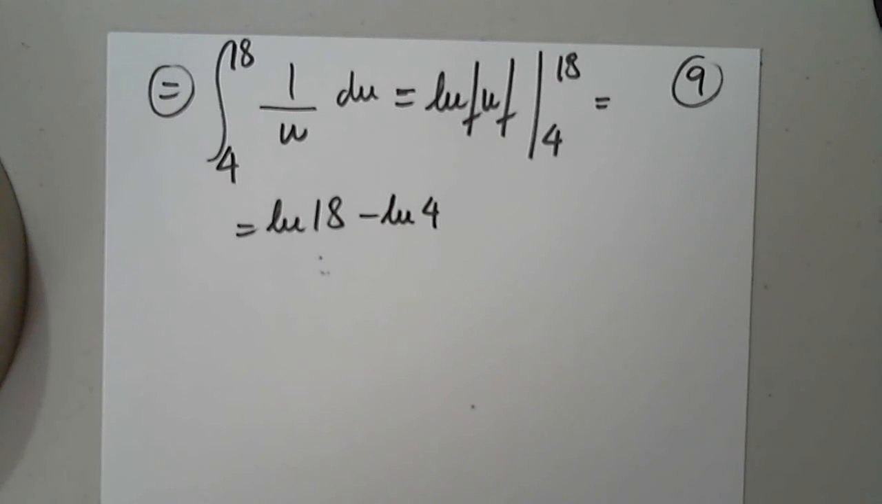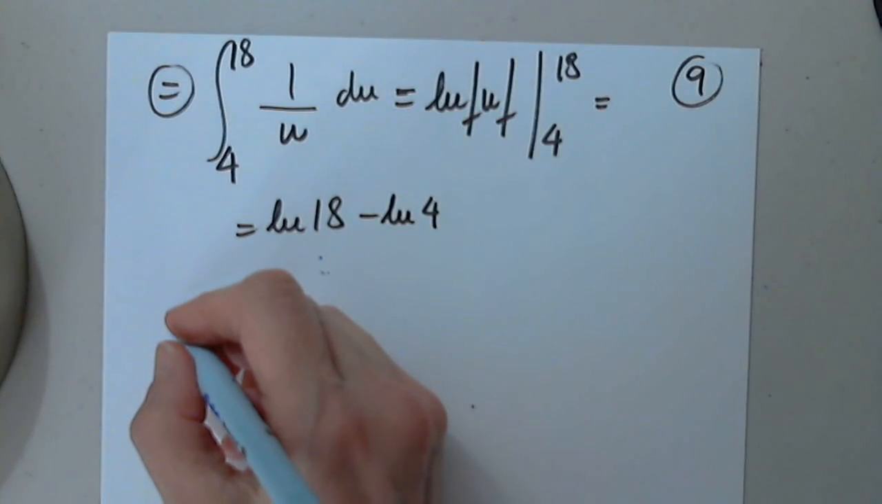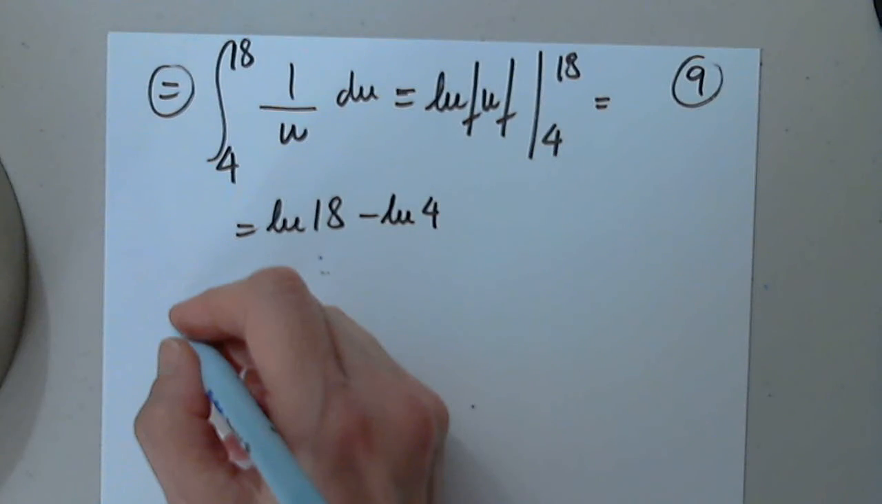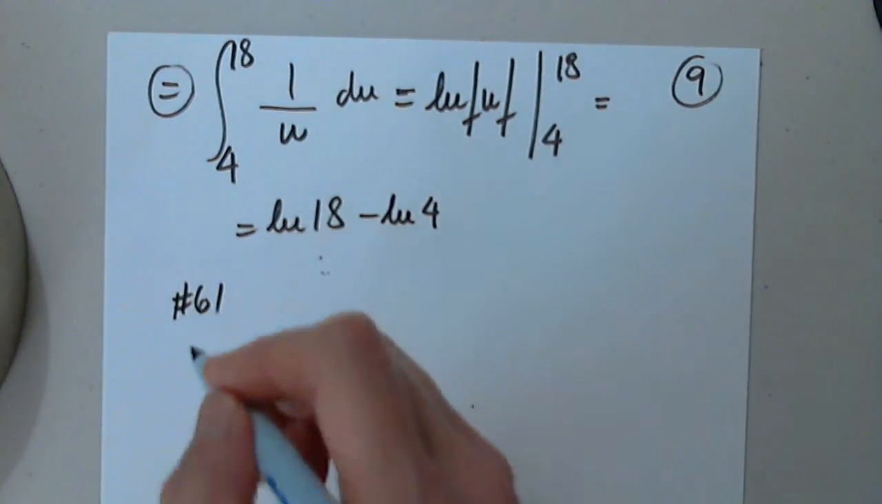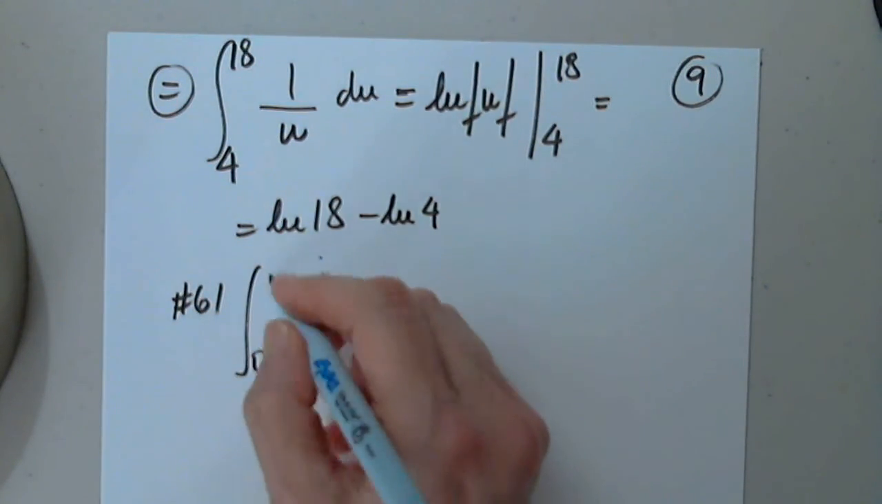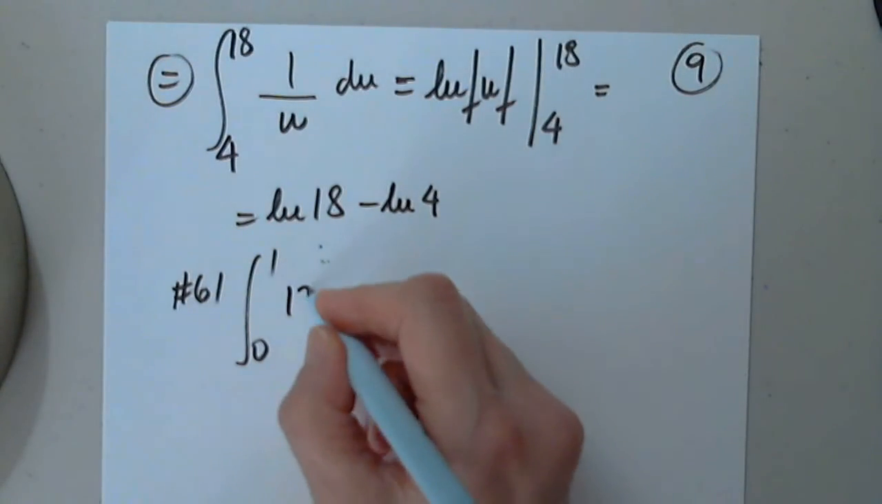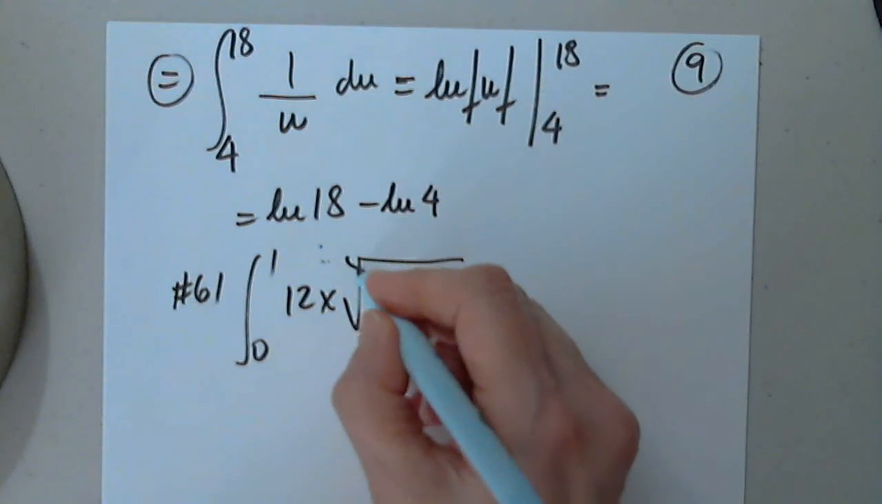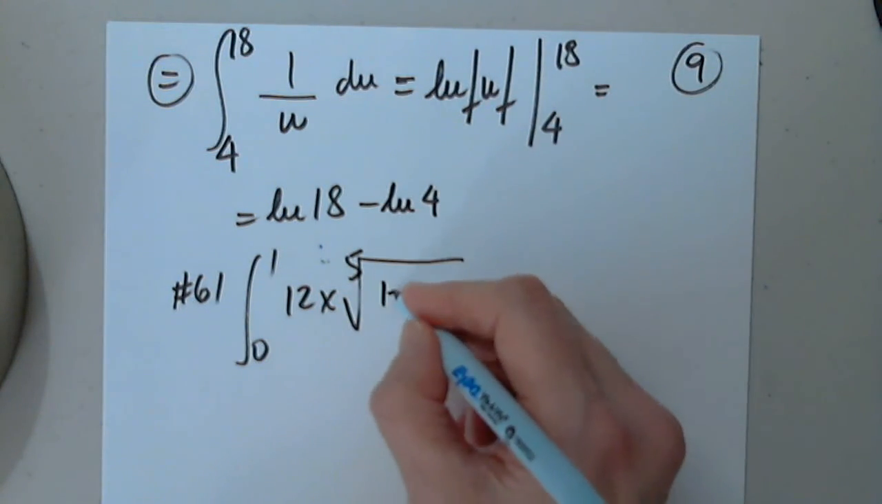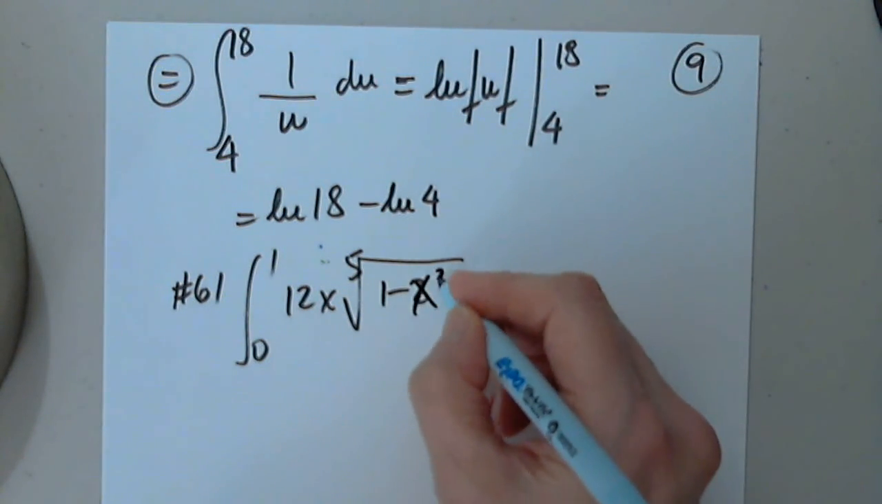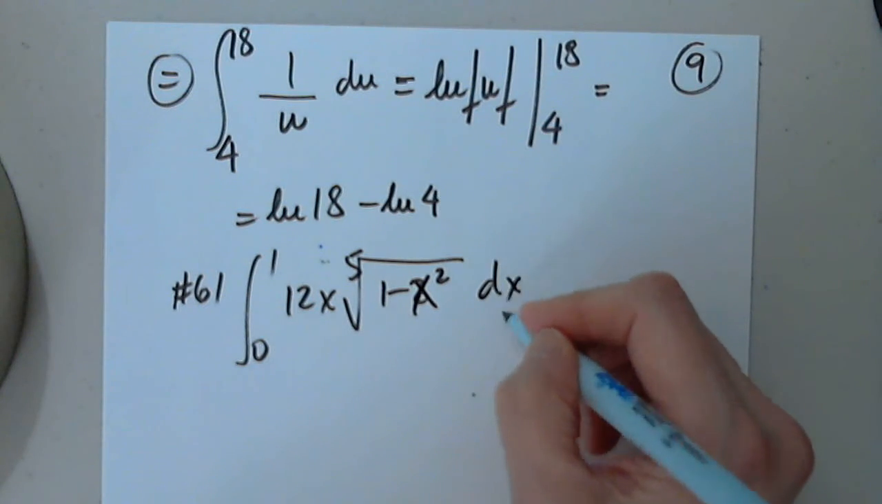Okay, I think we have time for one more. Let's take a look at 61. So the integral from 0 to 1 of 12x times the fifth root of 1 minus x squared dx.